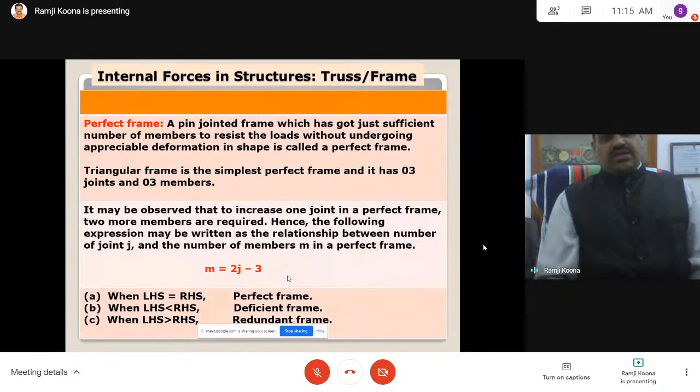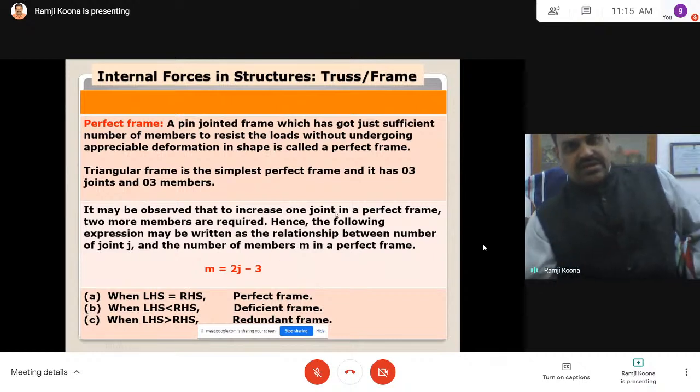That can be determined by using the equation. A joint always allows only Fx and Fy, that's why m = 2j minus 3, where 3 is the number of reactions. A triangular frame is a simple perfect frame, it has 3 joints and 3 members, that's all. A pin jointed frame has a sufficient number of members, as I just defined. If 3 members form a triangle, that is called the perfect truss. Otherwise, it is an unstable structure or a redundant structure.